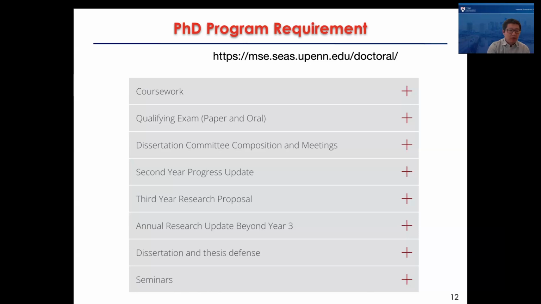So first, fulfill the coursework requirement, which is 10 courses in total and 7 courses in the first year. Then you need to pass the qualification exam at the end of the first year. After that, form your dissertation committee and pass the research proposal exam in your third year. And then continue conducting your dissertation research afterwards, and finally pass the defense.